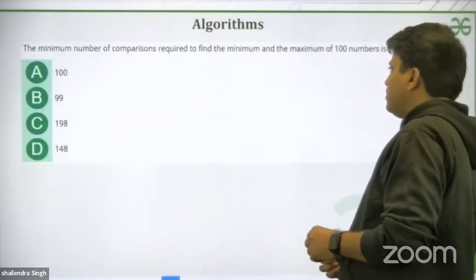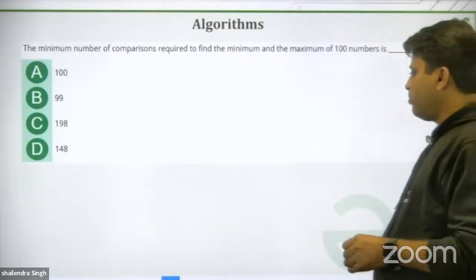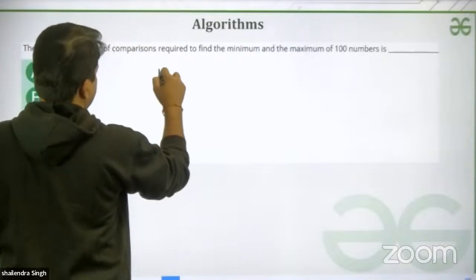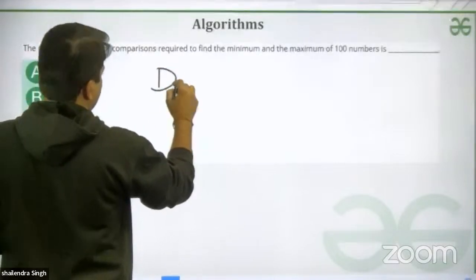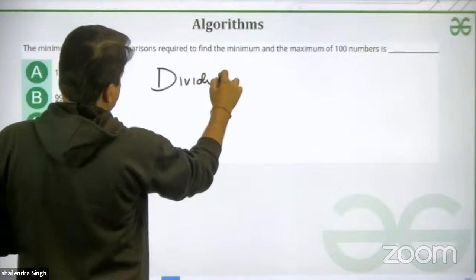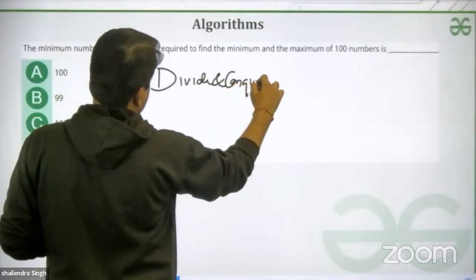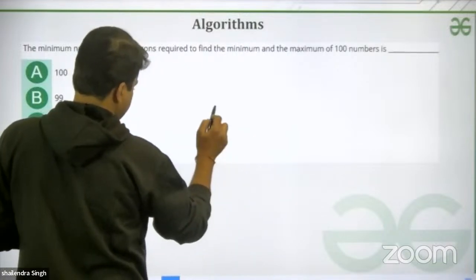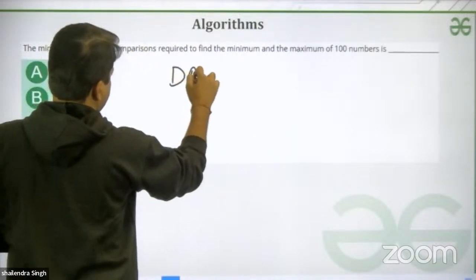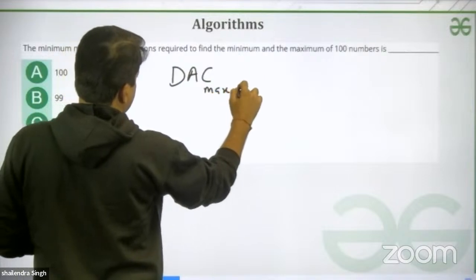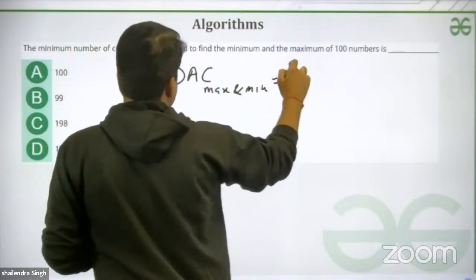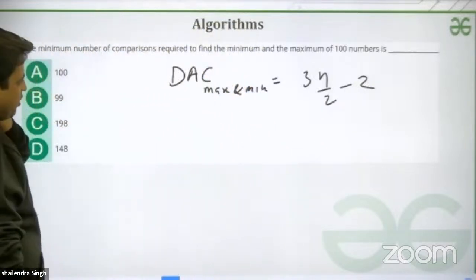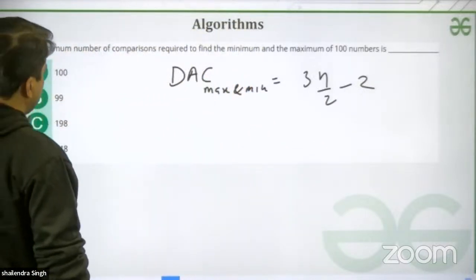Now the minimum number of comparisons required to find the minimum and maximum of 100 numbers. Finding maximum and minimum using divide and conquer. As a shortcut you can write DAC max min. What is the formula for this? 3n/2 - 2. Dear student, 3n/2 - 2. OK, the number of comparisons for maximum and minimum is 3n/2 - 2.